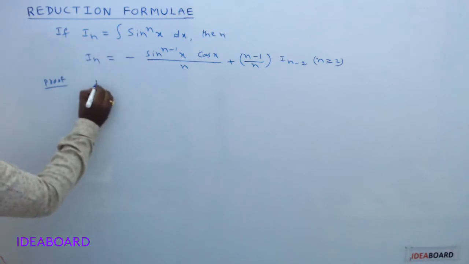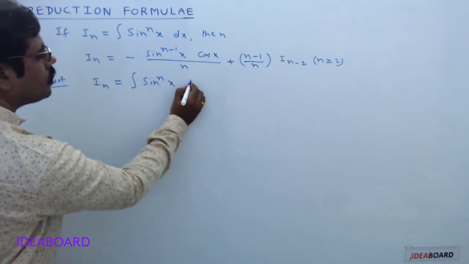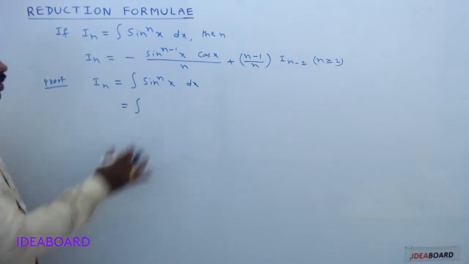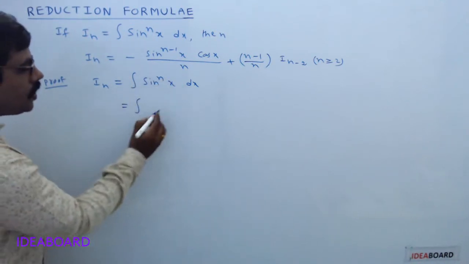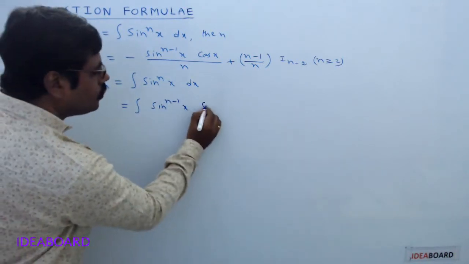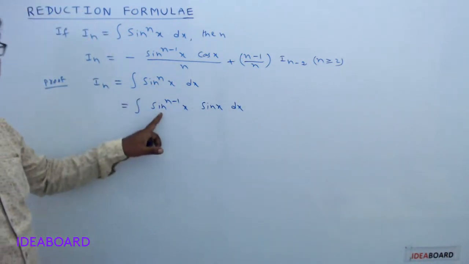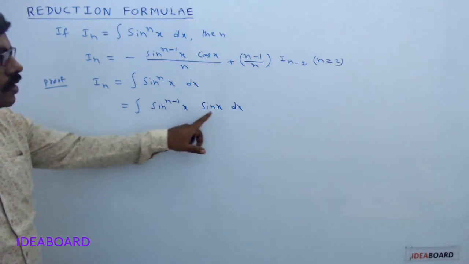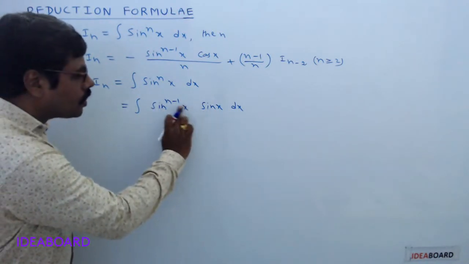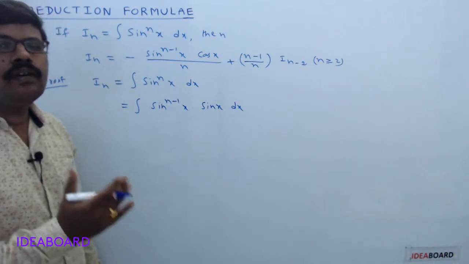Now take the given function I_n equals integral sin^n x dx. Now this equals integral sin^n x, which can be taken as sin^(n-1) x into sin x dx. Here the integrand contains a product of two functions, so you can apply the integration by parts formula.